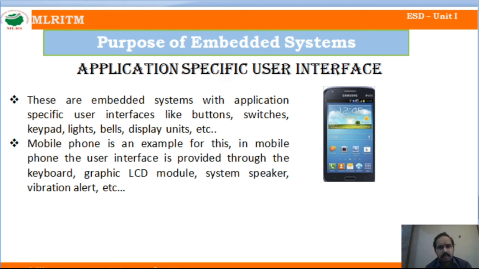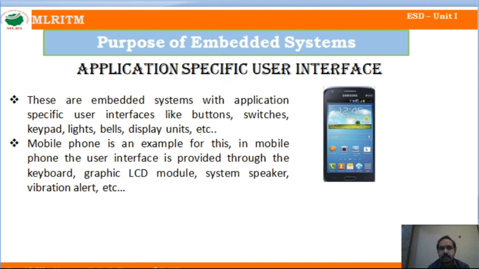The last purpose is application specific user interface. The user can control an embedded system in different ways. The interfaces are like buttons, press buttons, and switch buttons. If you take the example of a refrigerator, inside the refrigerator we have some buttons to increase the time required for making ice, and everything we can change. So we have manual buttons.